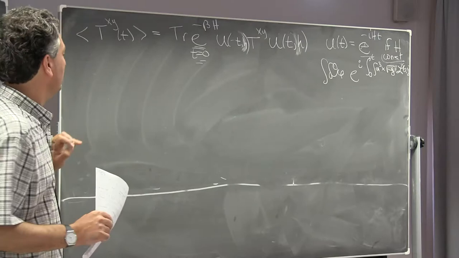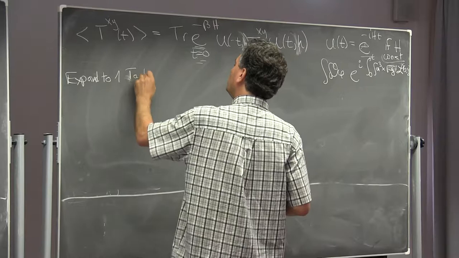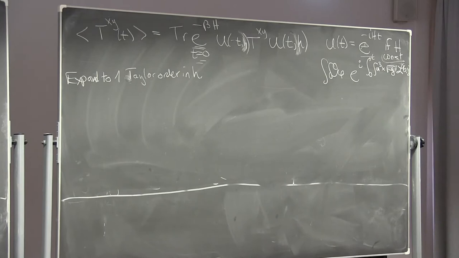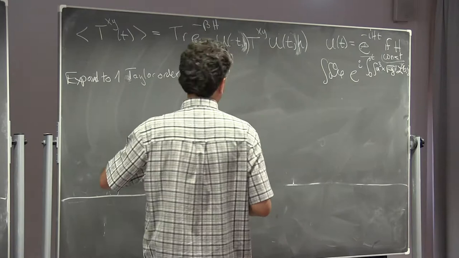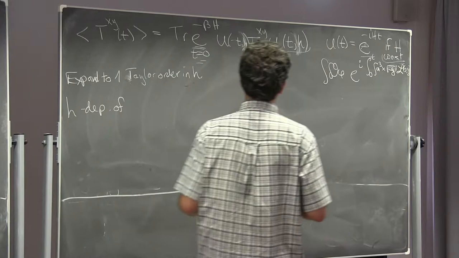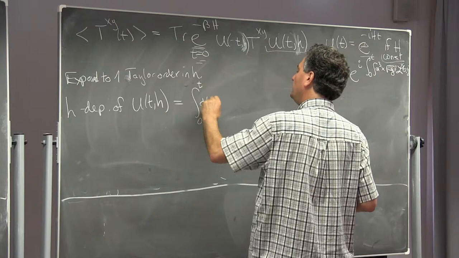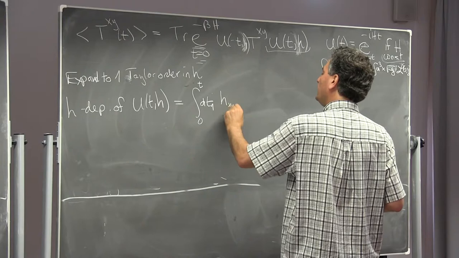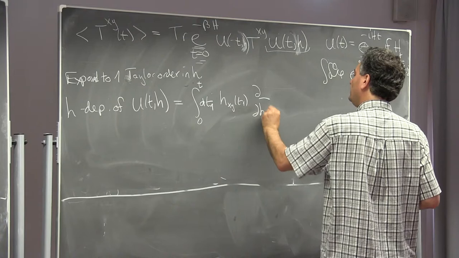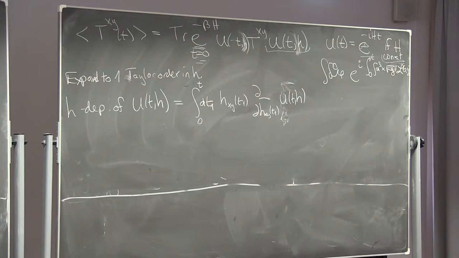Or I'm going to expand to first order, first sort of Taylor series in h. So let me write this in slightly more detail. So the question is going to be the following. So the full h dependence of this thing at linear order is an integral over time from 0 to t, I guess I call this t1, of hxy of t1 times the hxy of t1 dependence of u of t and h, right? That's the usual thing if you were working to linear order in something.